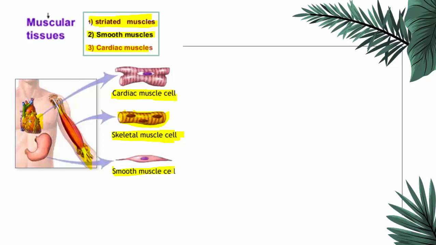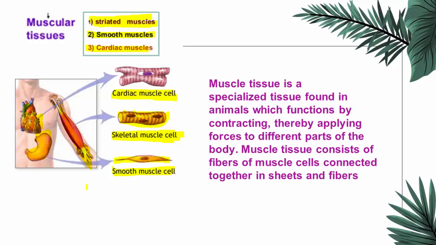Smooth muscles, they are unstriated muscles. They don't have the bands and they are present in the internal organs. In the image here you can see it is the stomach. The internal organs have smooth muscles. So these are the three types of muscles which are present in the animal body and all of them together represent muscular tissues. What is the function?